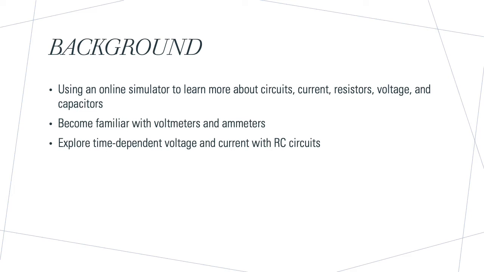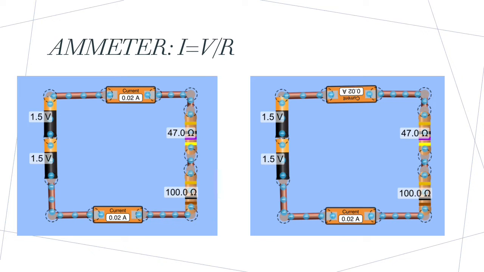So basically the background for this lab was to get us more familiar with circuits, since that is what we're currently covering in our physics class, and we're using an online simulator to learn more about current, resistors, voltage, and capacitors, and also becoming familiar with voltmeters, which measure potential difference, and ammeters, which measure current, and also become more familiar with RC circuits, which is a really tricky concept in circuits, which is basically a resistor-capacitor circuit that's time dependent for both current and voltage.